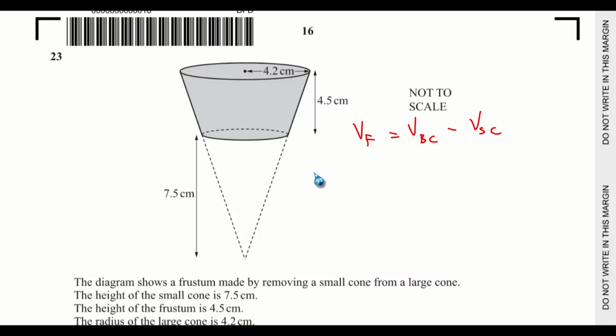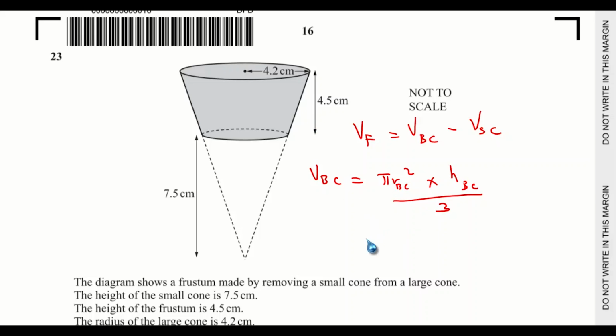So now let's calculate the volume of the bigger cone. The volume of the bigger cone equals pi r squared, where r is the radius of the bigger cone, times the height of the bigger cone, divided by 3. So what is the radius of the bigger cone? We know that the radius of the bigger cone is 4.2. So we need to find the height of the bigger cone.